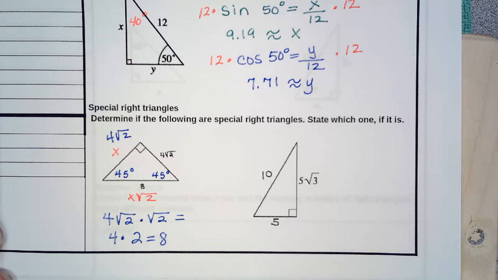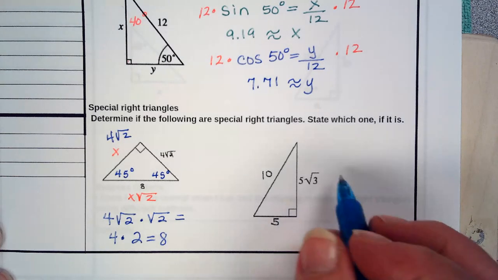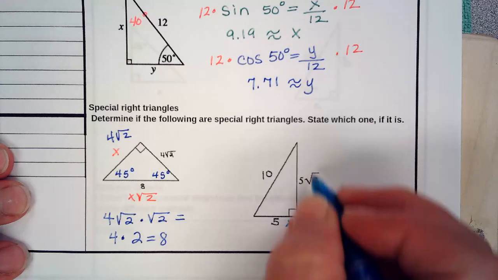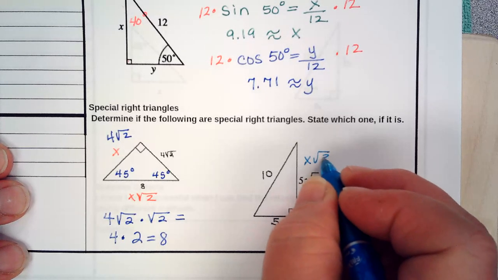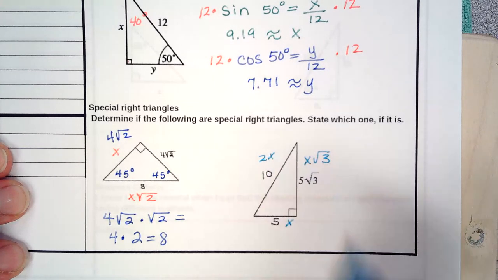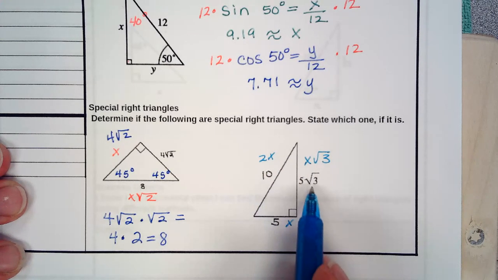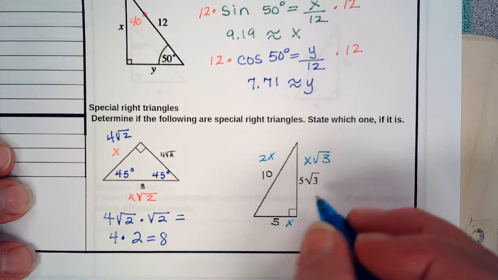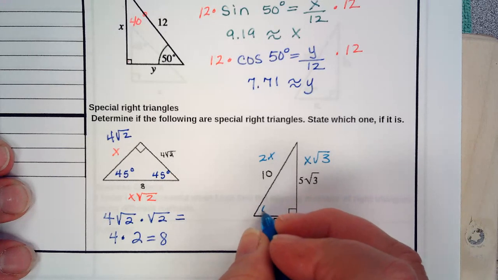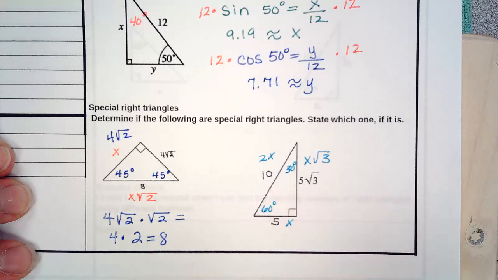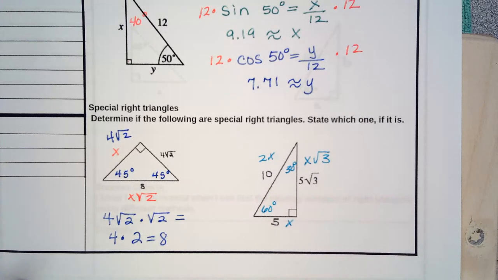Okay, for the last one on this page, if this is my 30, 60, 90 degrees, I know that this would be x, this would be x square root of 3, and this would be 2x. So 5 times 2 is 10, and 5 times the square root of 3 is 5 square root of 3. And this is my 30, 60, 90. And we're done.